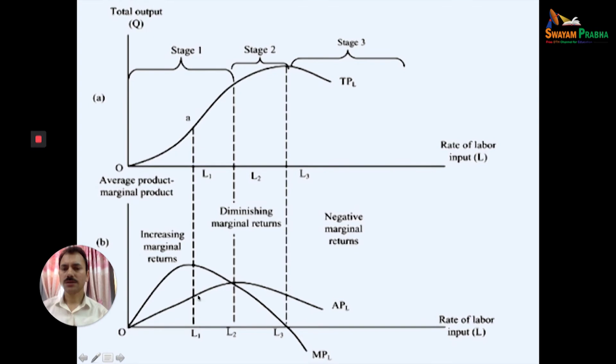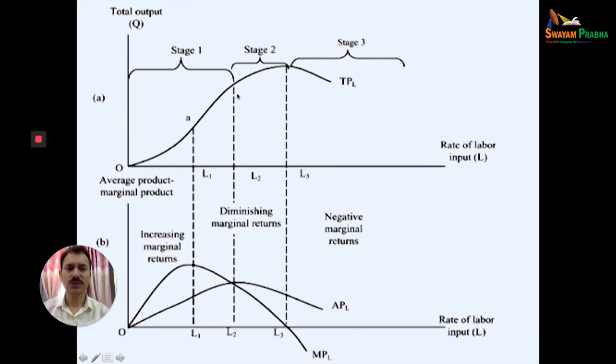O L is the point of inflection. This is the increasing marginal returns. Up to here in the first stage we have increasing marginal returns, in the second stage diminishing marginal returns, and in the third stage we have negative marginal returns. In the first stage, the total product is increasing at an increasing rate, and this continues till the end of the first stage.